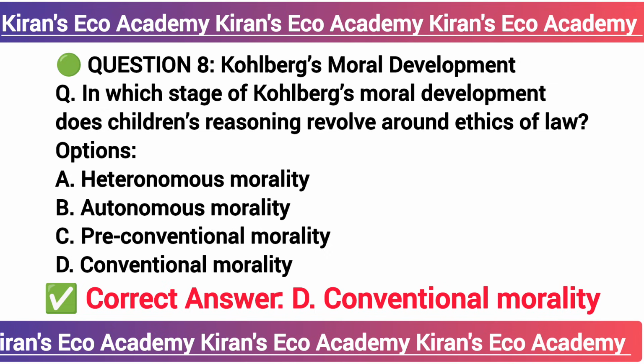Kohlberg proposed 3 levels: pre-conventional, conventional and post-conventional. Pre-conventional: obedience plus punishment, personal gain. Conventional: law and order, rules of society, rules must be followed. And post-conventional: moral principle and justice, human rights. Since the question mentions ethics of law, the correct stage is conventional morality. Exam tip: keywords like law, rules, authority, social order equal conventional stage.